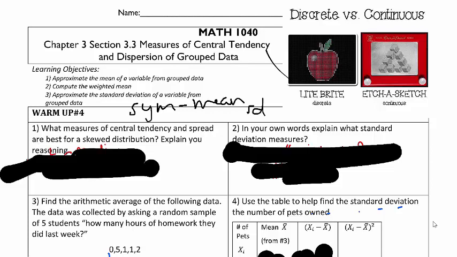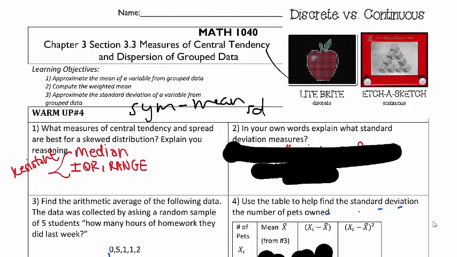What measures of central tendency and spread are best for a skewed distribution? Okay, the median, the IQR, and the range. If it's symmetric, you would do the mean and the standard deviation.